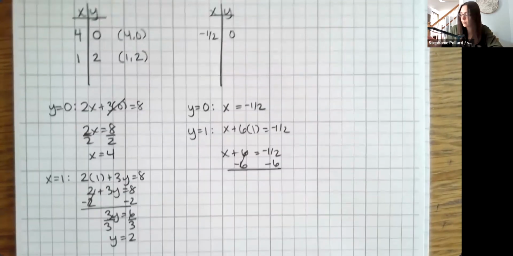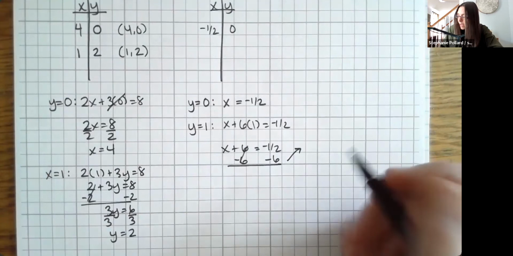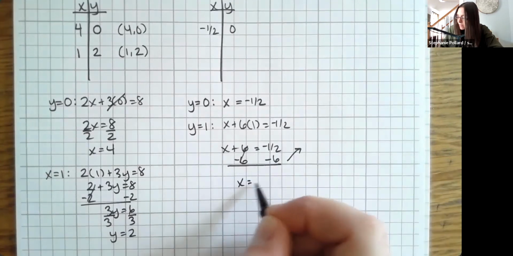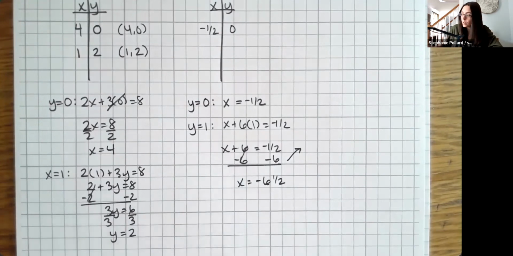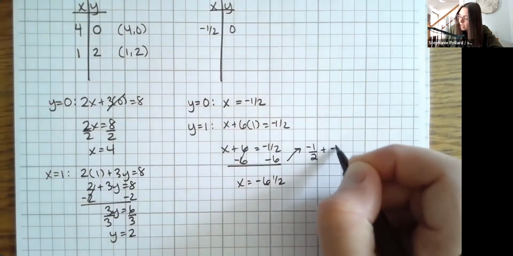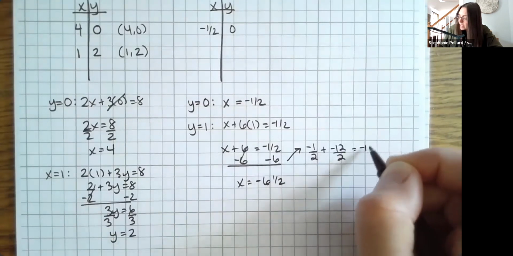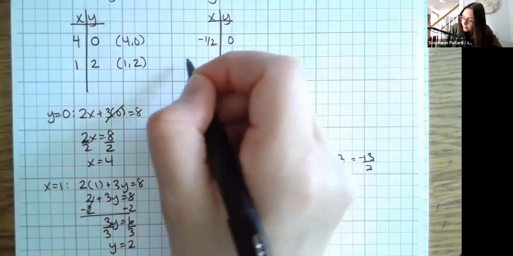And I'm subtracting 6 from both sides. If you can do the math in your head, you can go ahead and do that. It ends up just being negative 6 and 1/2 because they're the same sign, so we can add them together. But if you want to do common denominators, you can. Negative 1/2 plus negative 12/2, which would be negative 13/2, which is also negative 6.5. So we're able to get our 2 points pretty quickly there.